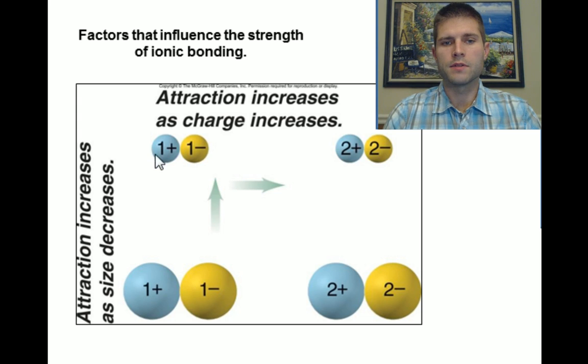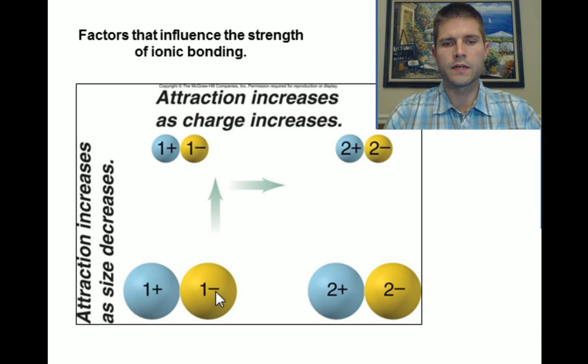The one on the left has a +1 and a -1 charge. So this would be your cation, the blue one. The yellow one would be your anion. If we move to the right, we now have gone up to a +2 and a 2- charge. Still about the same size. The attraction, the strength of this ionic bond increases as we increase in charge. So that's what we see here. We have a +1 and a -1, and we have a +2 and a -2. The strength of the bond increased going from left to right. Great.